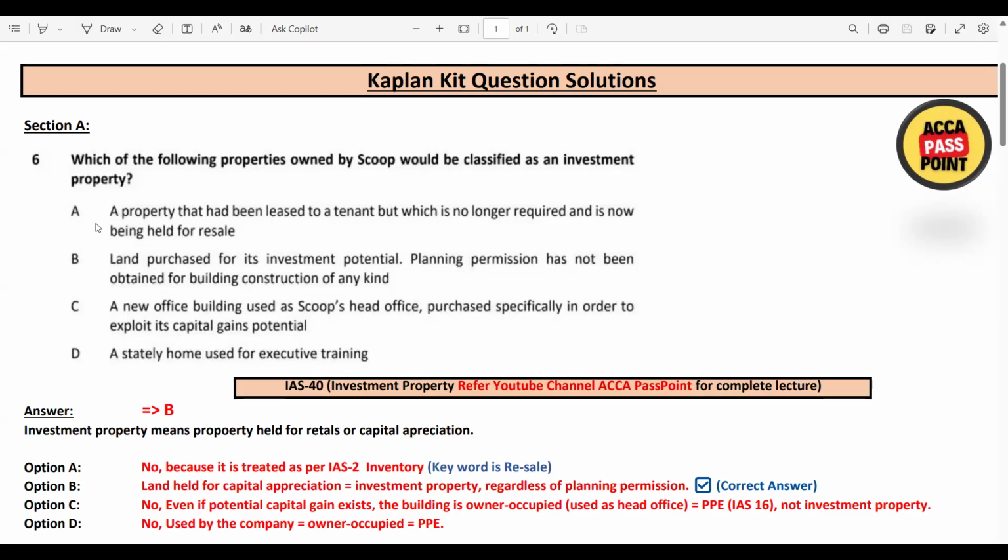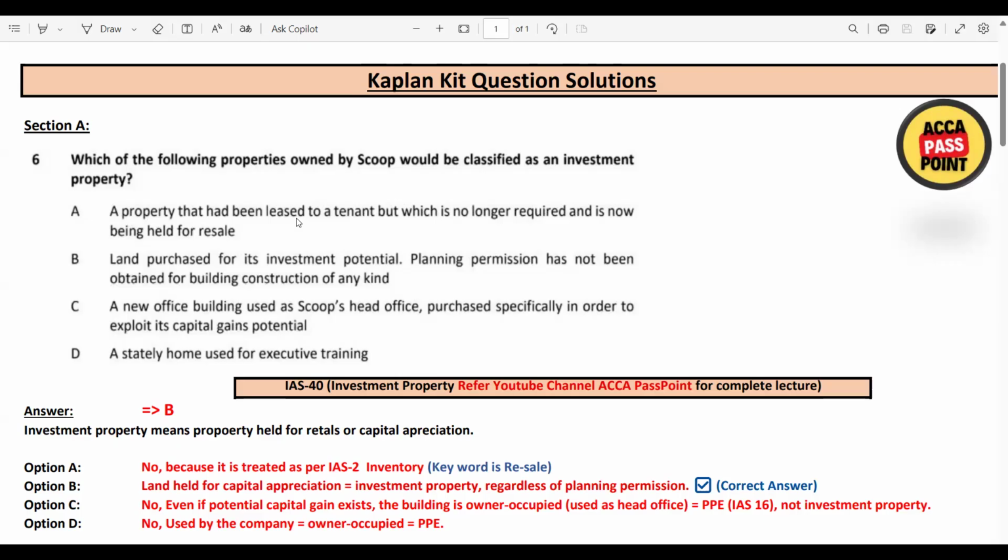Now read the options. Option A is about a property that had been leased to a tenant. It is first leased out, rented to a tenant. Why are we not using the word rent in this case? Because it's for a longer period, so that's why it is leased. A property that had been leased to a tenant but which is no longer required and is now being held for resale. Now, guys, the important point here is to note the resale. Resale means it's in the ordinary course of business, so it is treated as inventory as per IAS 2.